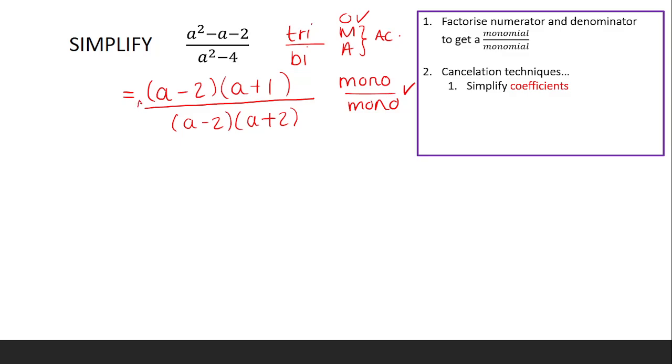Well, we don't have any coefficients in front here. Well, we have a 1 and a 1, but I mean, we can't do anything with that. The next thing, we have variable bases, which we don't have.